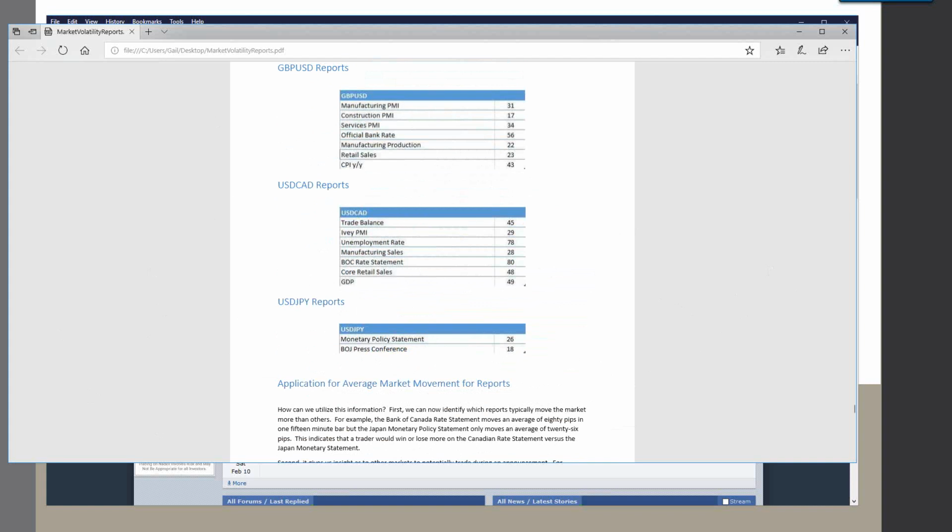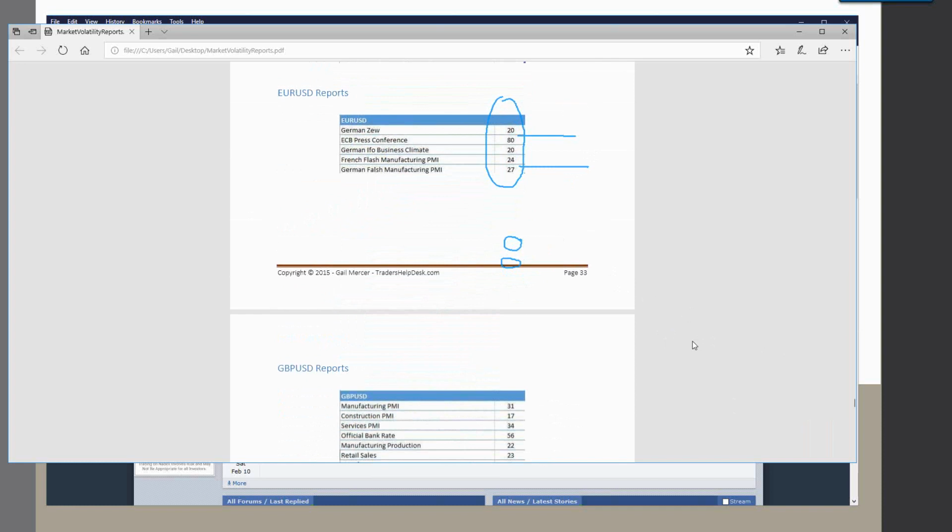Out of all of the British pound reports, the only one that I'm likely to trade is the bank rate or the CPI. The US CAD, I love the unemployment. I like the rate announcement. The others are okay. I may or may not trade them, depending on whether I can look at it and see the direction.